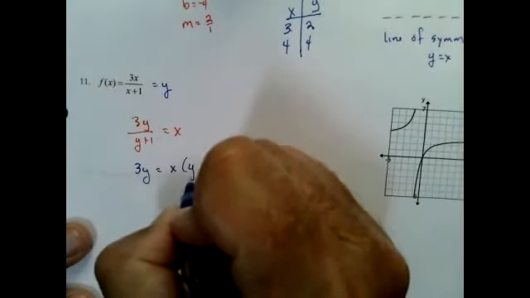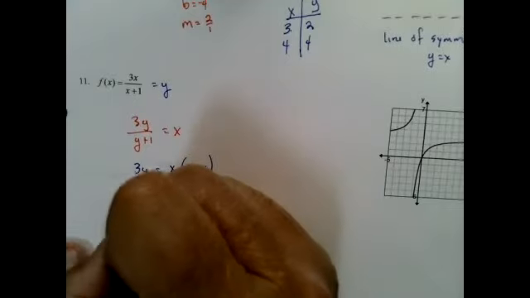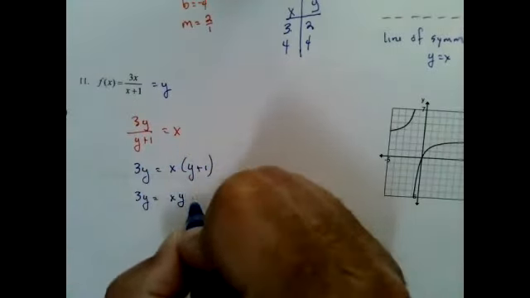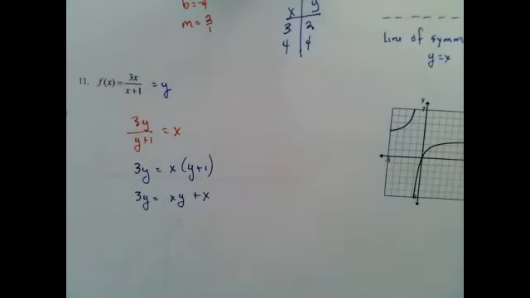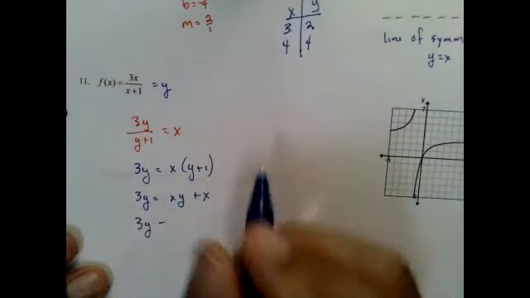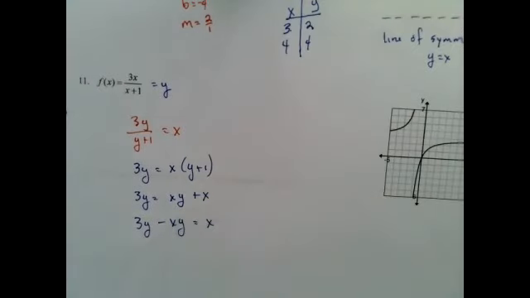X times y plus 1. We good with that? That's not so shabby. 3y equals xy plus x. I think we're getting closer, believe it or not. Looks pretty ugly. I only want one y, so I'm going to get the y's together by subtracting xy from both sides.